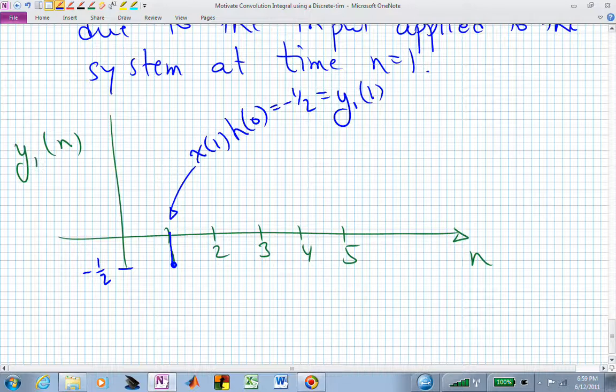Because this particular component of the response, y sub 1 of n, is not going to have any non-zero value prior to the application of that input component occurring, which is occurring at time n equal 1. Meaning the value of y sub 1 of 0 is 0.